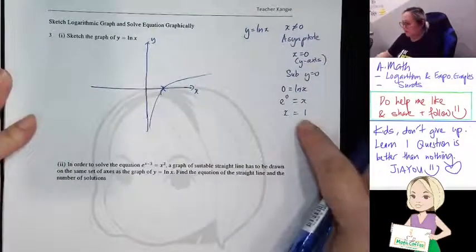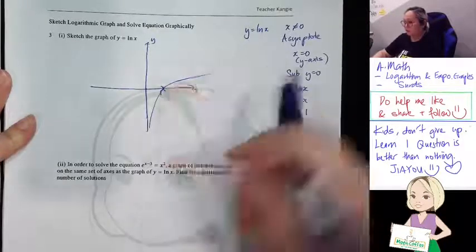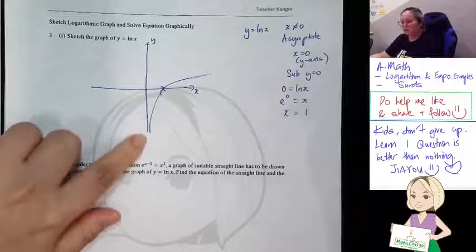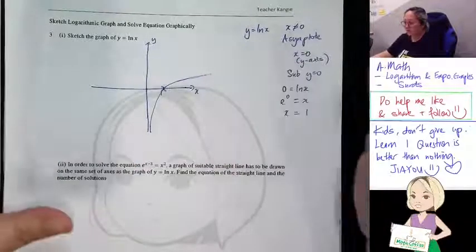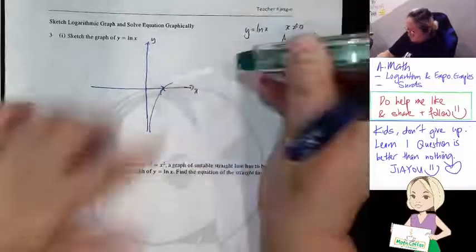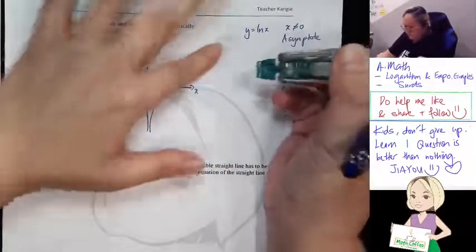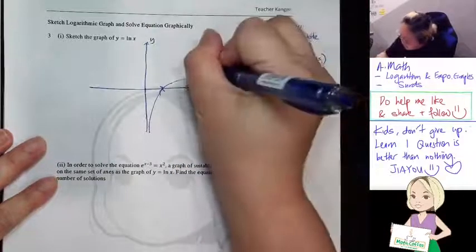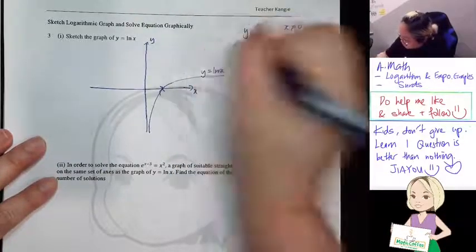Okay, so make sure that when you draw, it does not cut through the y-axis. So that's all, this is just the shape. Let me just redraw. Okay, so it's like that. So just label this y equals to ln x.